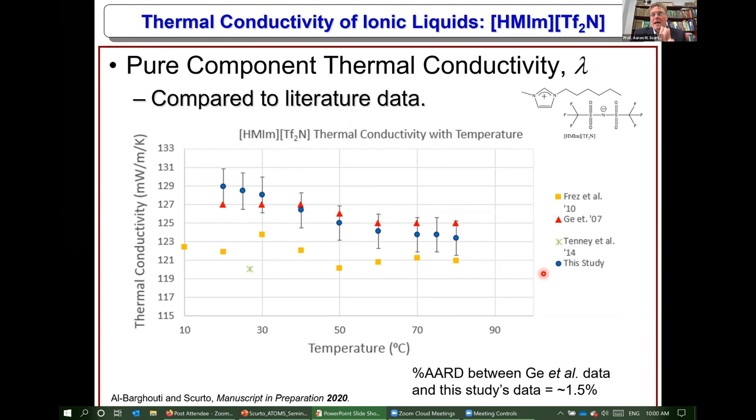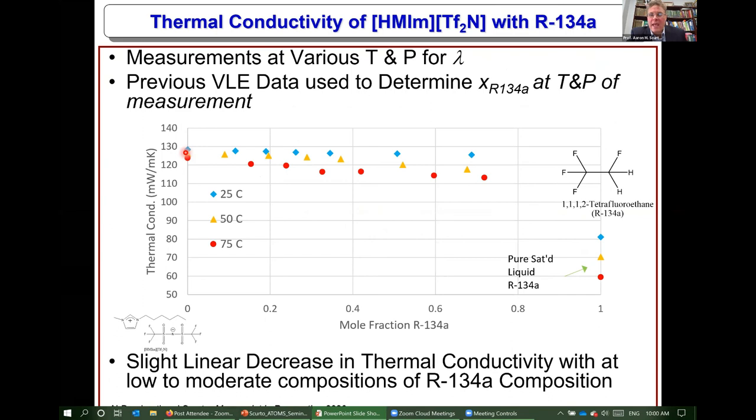So, the last transport properties. We did momentum transfer, mass transfer properties and diffusivities, and now we're looking at heat transfer properties. So here is the pure component thermal conductivity of HMMTF2N, this monoionic liquid I've been using throughout the talk. And we can see that we match up pretty well with others in the literature. And so now what we do is we add R134a to see what's the behavior that we get.